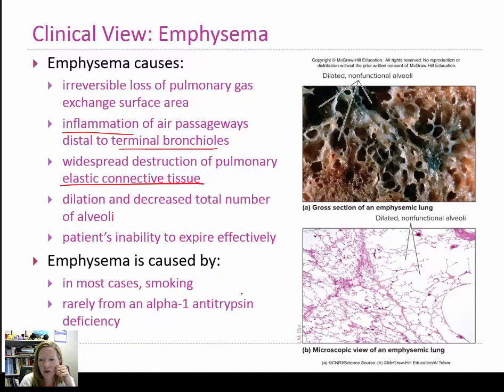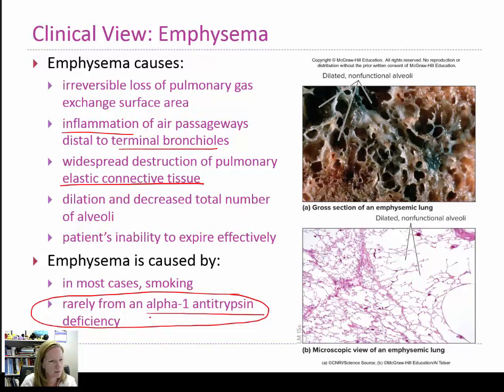Some individuals can have a genetic component to emphysema. If they've never smoked before and they get emphysema, it's because of a genetic disorder, rarely from this alpha-1 antitrypsin deficiency.